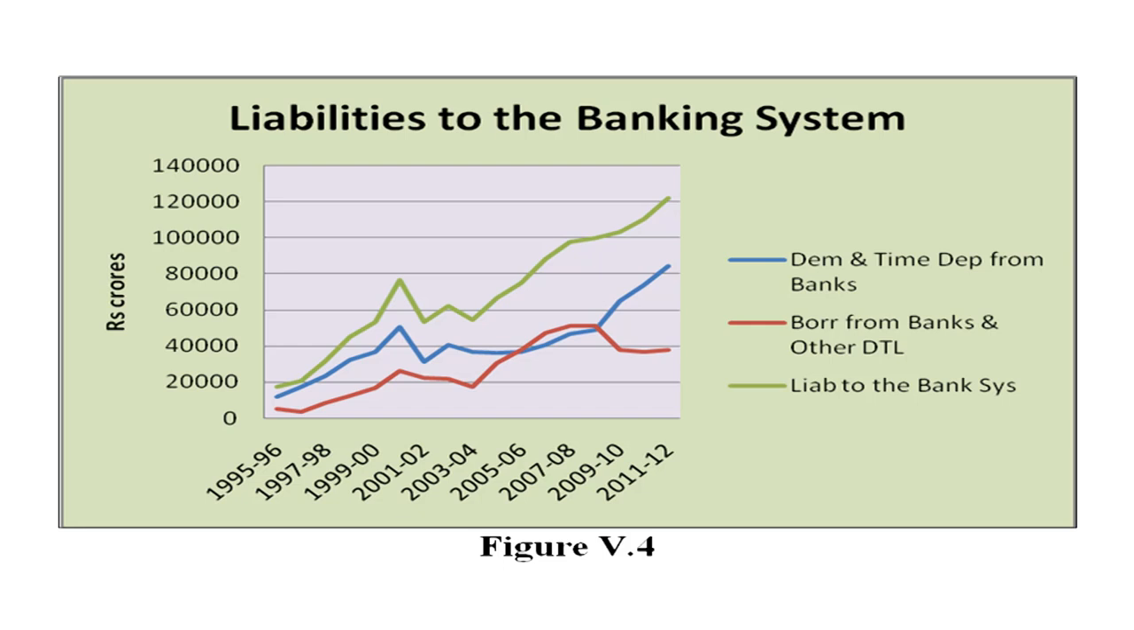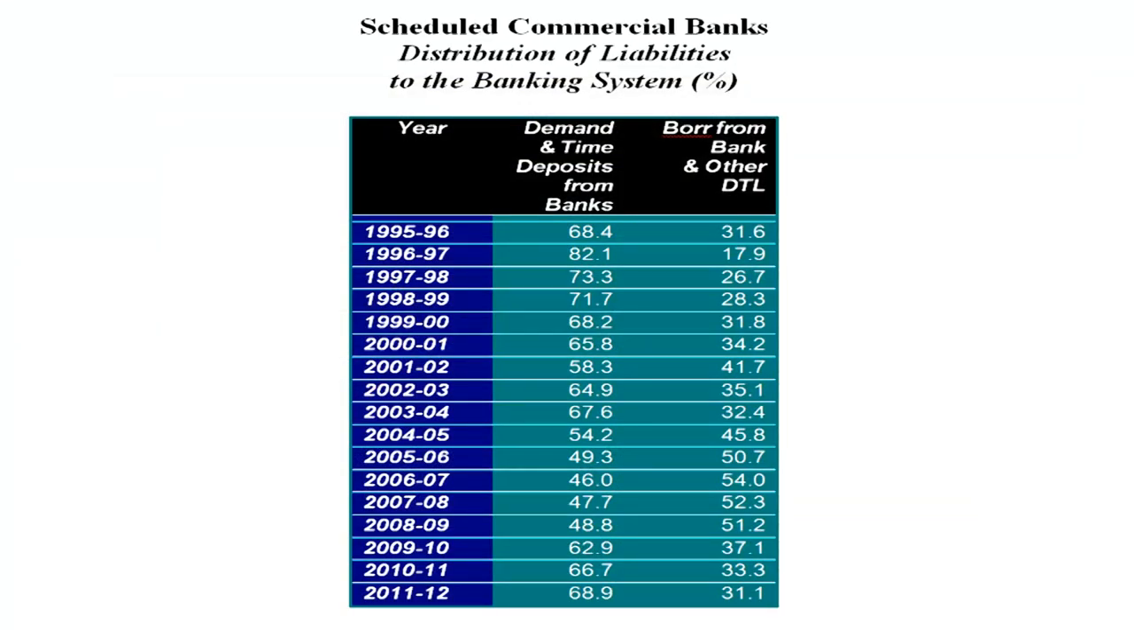2007-8, 8-9, two years, then again it is going down. Okay. So, banks are having surplus cash. So, demand and time liabilities, if you look at the percentage, this is what the percentage is. It's roughly over 70% in demand and time liabilities now, and 30% approximately is borrowing.